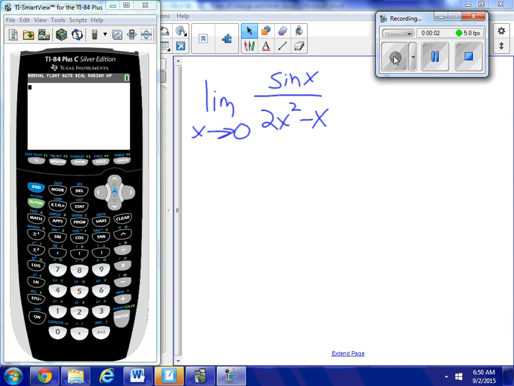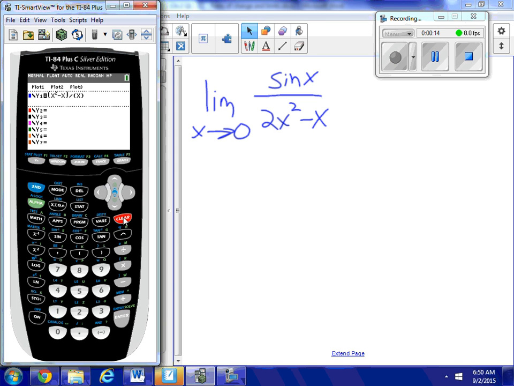In this problem, we're going to first use our calculator to see if we can figure out what the limit of this might be, and then we're going to prove it algebraically. So let's go to y equals, and let's enter in our function. I'm going to use parentheses sine x for my numerator, divided by, in parentheses for my denominator, 2x squared minus x, close the parentheses, and I'm going to go zoom 6 and see what the graph looks like.